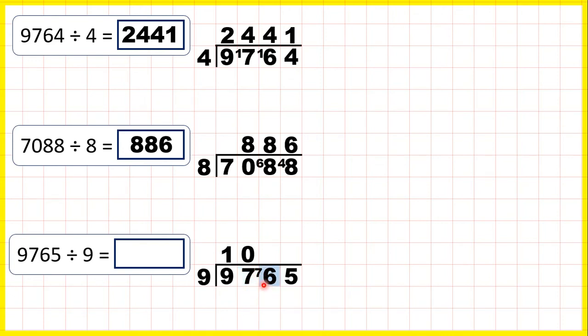Now 76 divided by 9 is 8, remainder 4. That's because 8 times 9 is 72, but from 72 we need to count on another 4 to get to 76. And now 45 divided by 9 is 5, because 5 times 9 is exactly 45. So our answer is 1085.